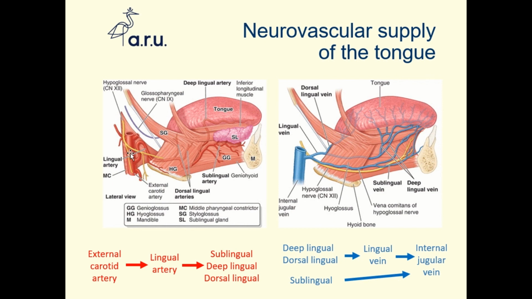The lingual artery can be seen popping off from the external carotid artery here, and you can see that it is supplying the tongue through its sub branches, which include the sublingual artery over here, the dorsal lingual arteries over here, and the deep lingual artery. So the lingual artery is the main arterial supply of the tongue, and it is one of the branches of the external carotid artery. The venous drainage is ultimately into the internal jugular vein, which can be seen over here.